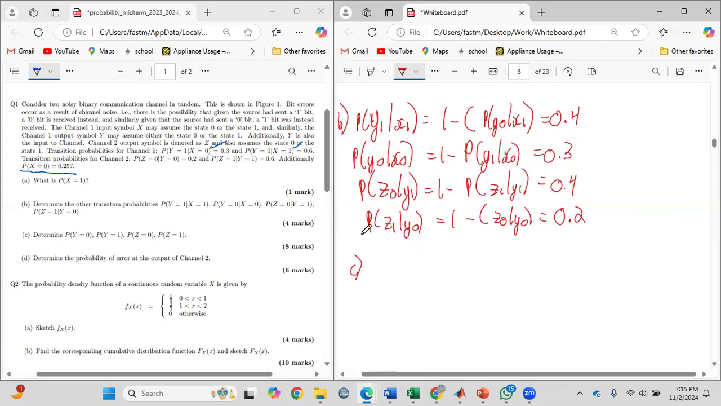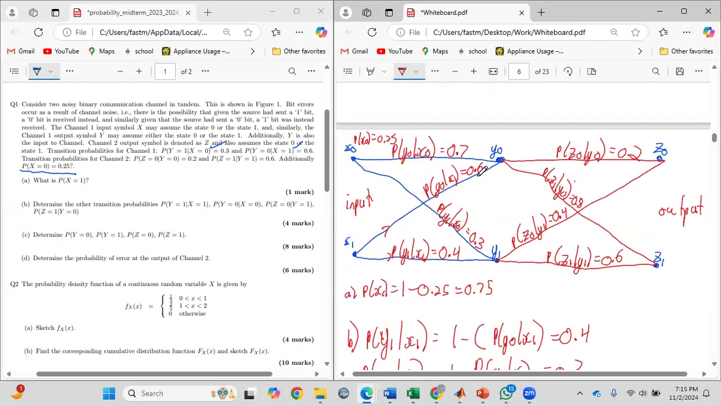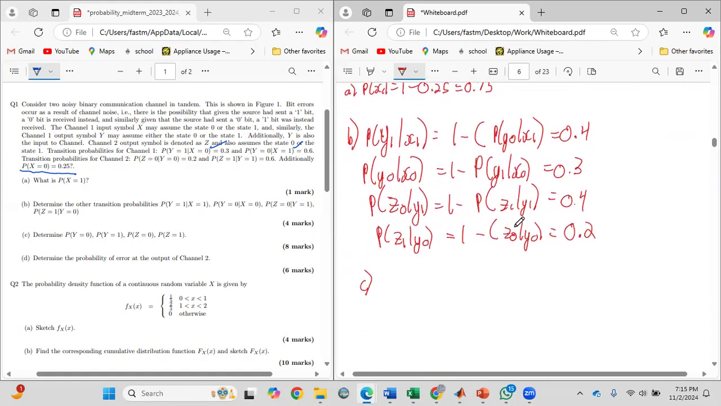So the probability of getting y0 will be the sum of the lines that come into it. Nothing more, nothing less. So you're just adding them up. The two that come in will be the probability of y0 given x0 by the probability of x0, and then this one here is the probability of y0 given x1 by the probability of x1, which I think we had as 0.75. So that's really all this is. You're just adding up the sum of the lines coming in.